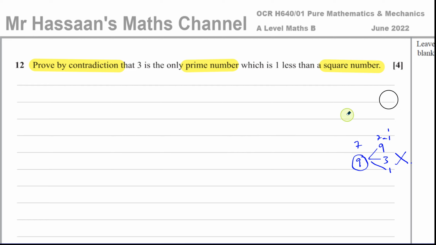And of course, we have to understand what a square number is. It's just an integer multiplied by itself, like 1 squared, 2 squared, 3 squared, 4 squared, 5 squared, and so on. Okay, so let's start the question now.